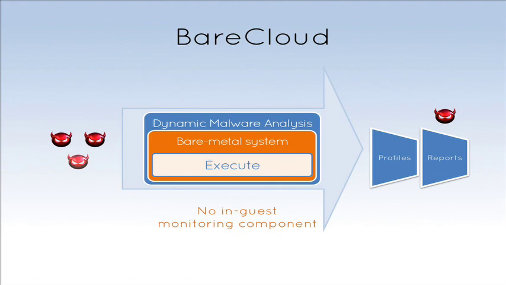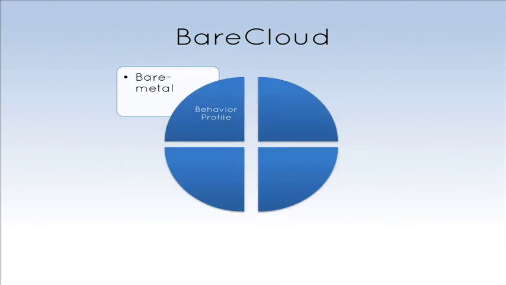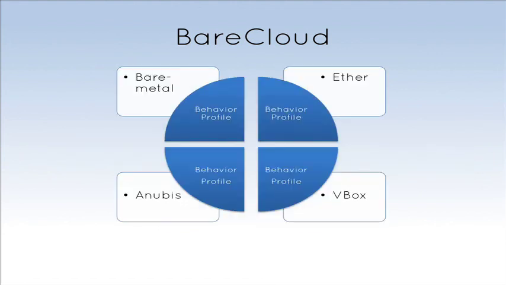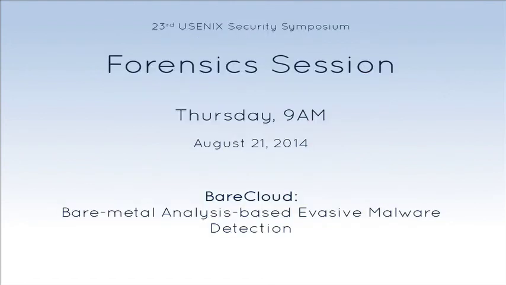BareCloud simultaneously executes the same sample in 4 different environments, namely bare metal, Ether, Anubis, and VirtualBox, and compares its behaviors. We introduce a novel behavior comparison technique based on hierarchical similarity. If you're interested in the details and the results, please come to our talk at the forensic session on Thursday at 9 a.m.